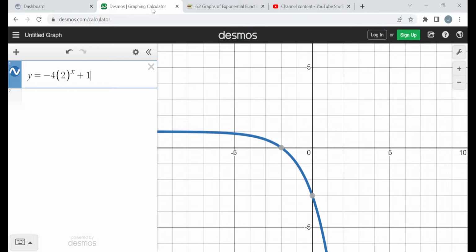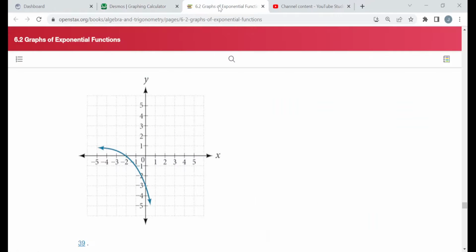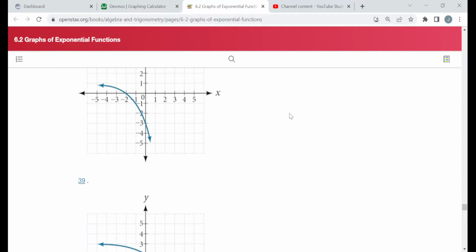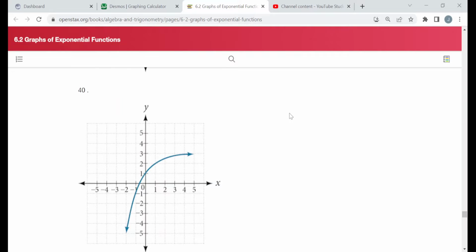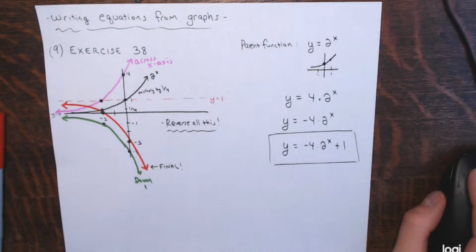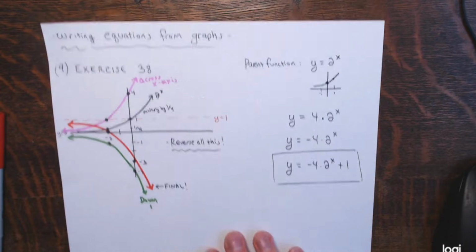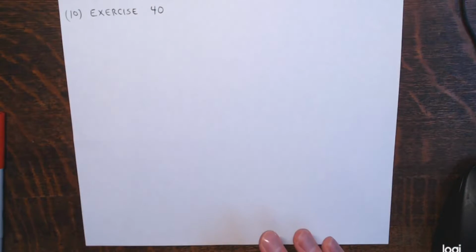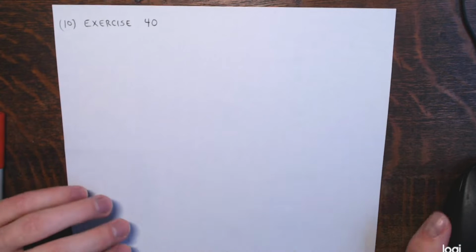Wonderful. Alright, so I'm going to do that again. I know it's a process, it's a chore, but it's doable. Let's take it one step at a time. So let's do that again with exercise 40. Alright, my next example. I just got 2 more of these. Alright. So exercise 40, same thing.